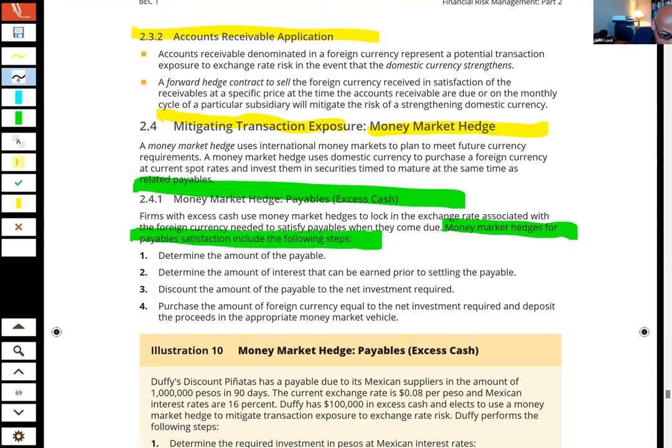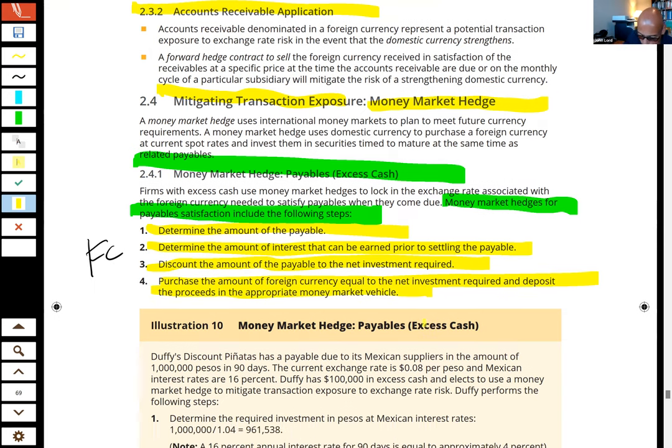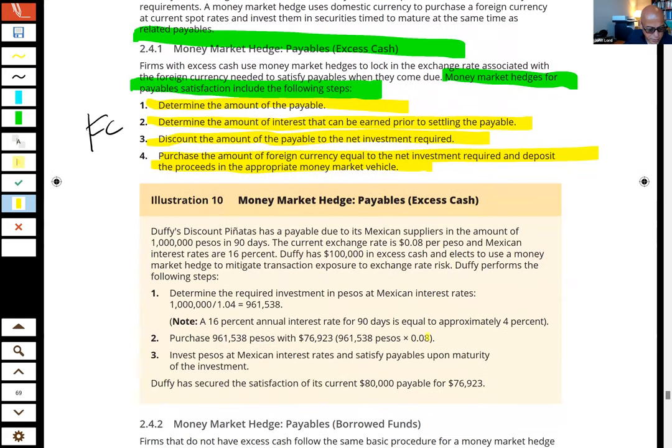Let's go ahead and flashcard these steps. Determine the amount of the payable. Determine the amount of interest that can be earned prior to settling the payable. Remember, we've got excess cash, so we're going to invest in this foreign currency and earn a little interest. Discount the amount of payable to the net investment required, purchase the amount of currency equal to the net investment required, and deposit the proceeds in the appropriate money market vehicle that will give us the return we want. So let's look at this example.